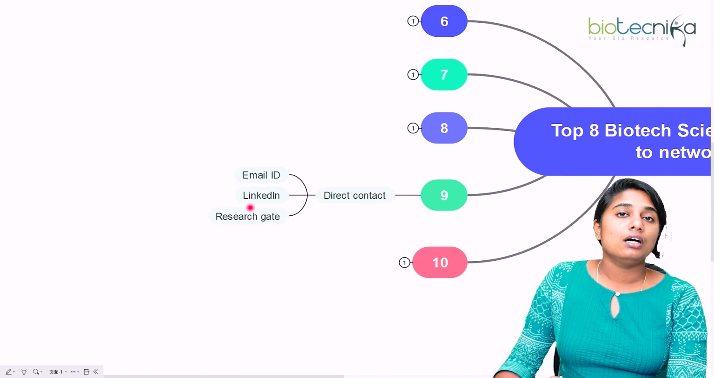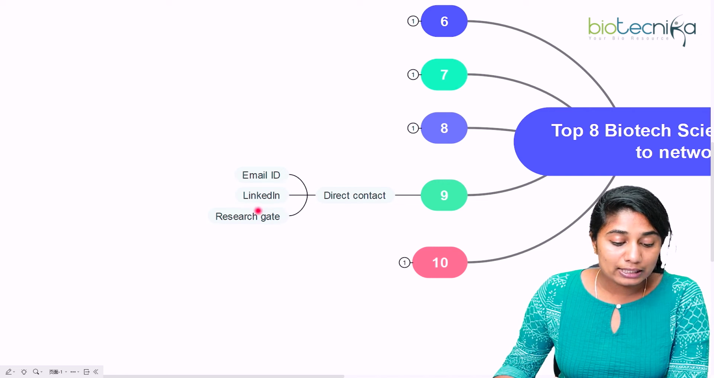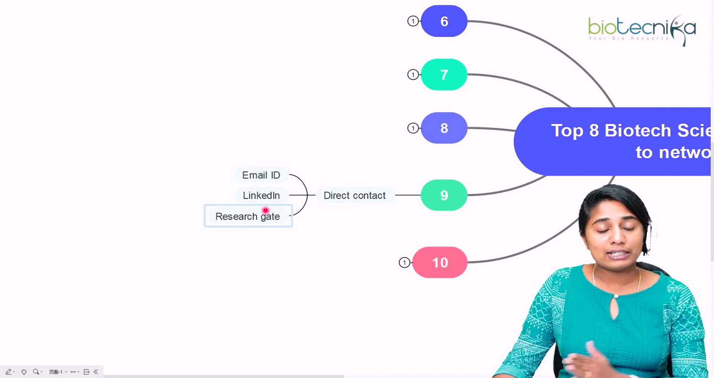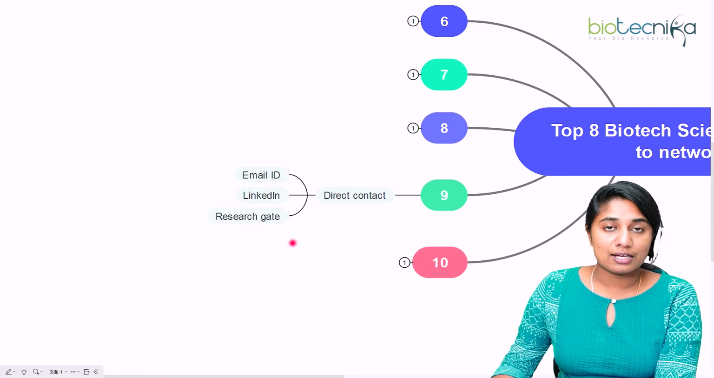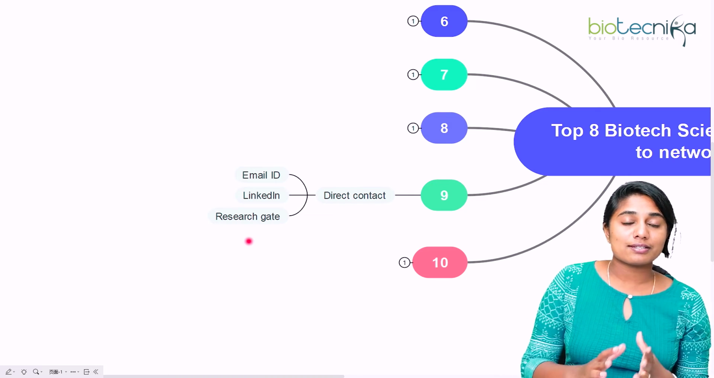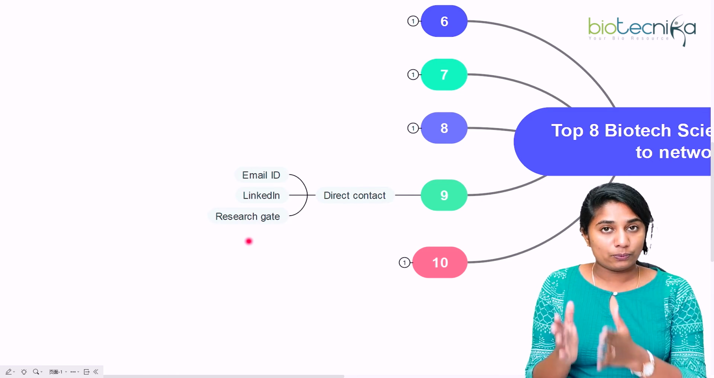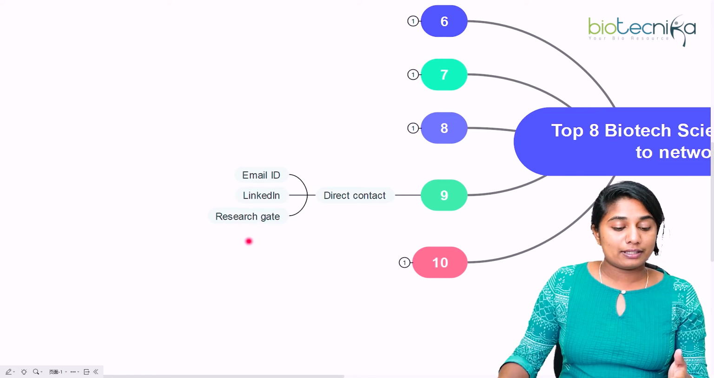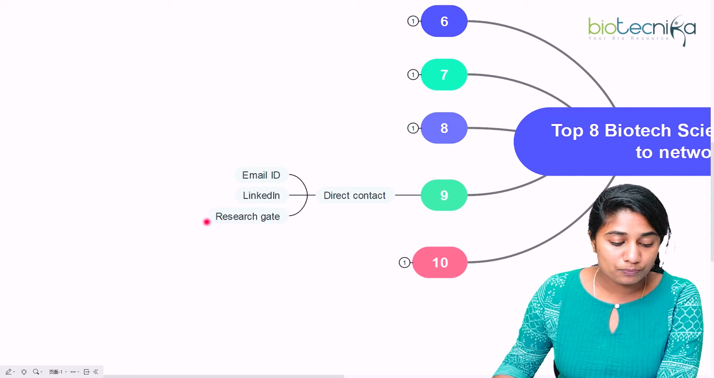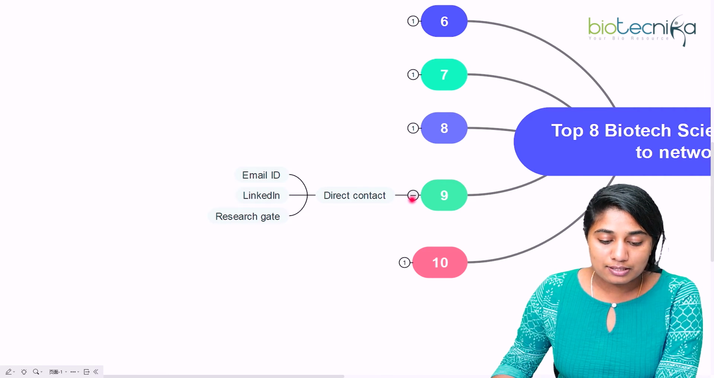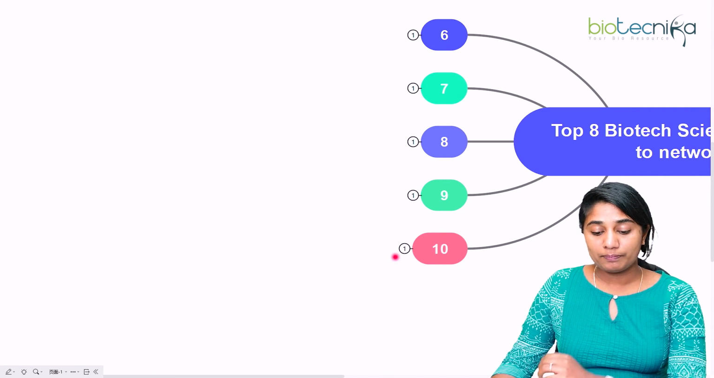The second way to get in touch with them is through their LinkedIn profile. You can drop a message, or you can start following them on LinkedIn, or through ResearchGate as well. ResearchGate is also a forum where you have scientists and their publications and their work. So if you want to get in touch with any of the scientists, you can do so through ResearchGate, which is a research forum. So that is when you want to directly get in touch with them.